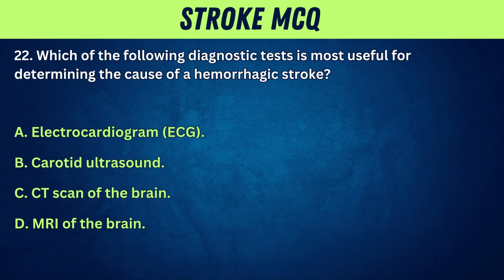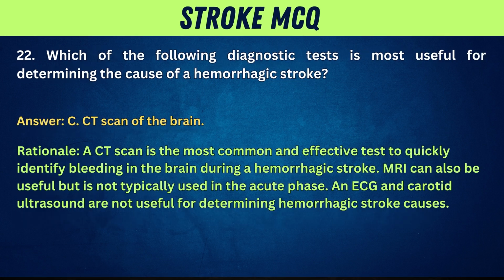22. Which of the following diagnostic tests is most useful for determining the cause of a hemorrhagic stroke? A. Electrocardiogram, ECG. B. Carotid ultrasound. C. CT scan of the brain. D. MRI of the brain. Answer: C. CT scan of the brain.